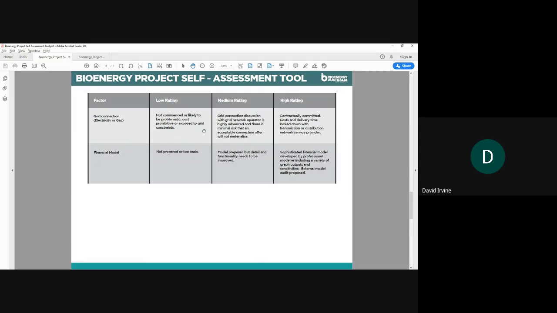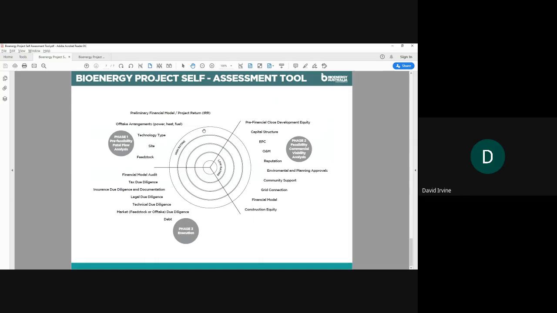And I think the final comment to make is that at the end of this self-assessment tool, there's a black and white version of the first slide, which allows people to think about all of those key components, give themselves a low, high, or medium rating, and then basically is a bit of a sense check as to where their project is in the development cycle.